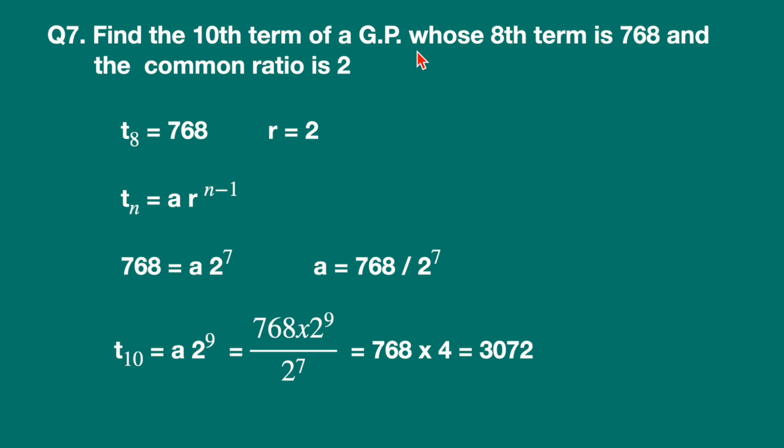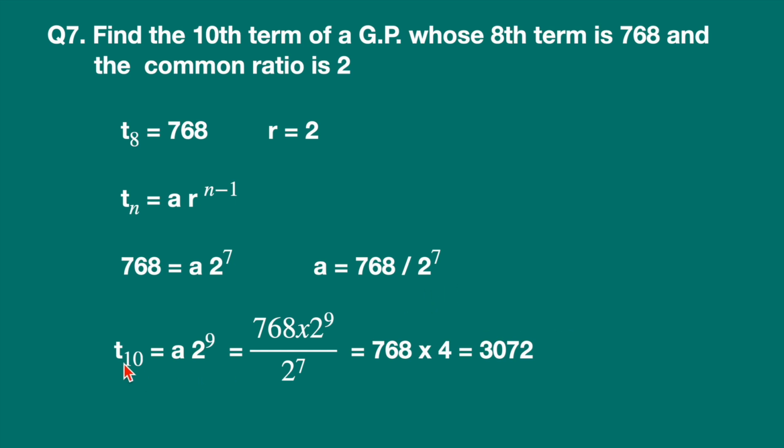Question 7. Find the 10th term of GP whose 8th term is 768 and the common ratio is 2. So, very simple sum. So, T8 is equal to 768. The ratio R is given, common ratio 2. Write down the general formula. T8 is 768. So, in place of n, if you write 8, that will be 768 is equal to A into 2 raised to n minus 1. 8 minus 1 is 7. So, A is equal to 768 upon 2 raised to 7. Do not try to simplify. Leave it as it is.